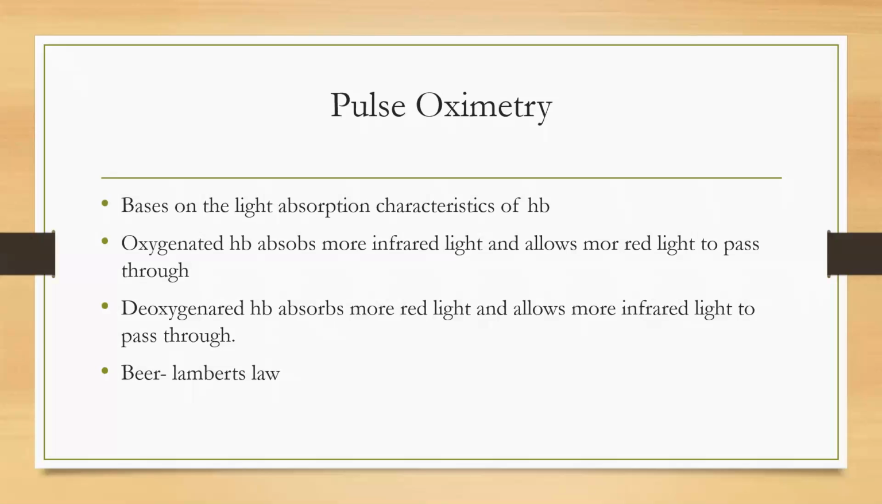Pulse oximetry is based on the light absorption characteristics of hemoglobin. Oxygenated hemoglobin absorbs more infrared light and allows more red light to pass through, while deoxygenated hemoglobin absorbs more red light and allows more infrared light to pass through. This is called Beer-Lambert's law.